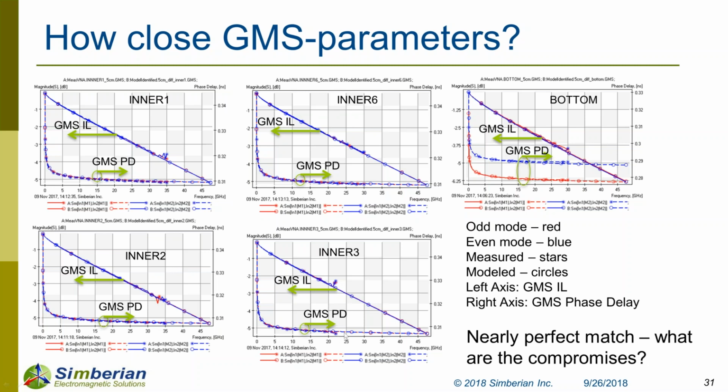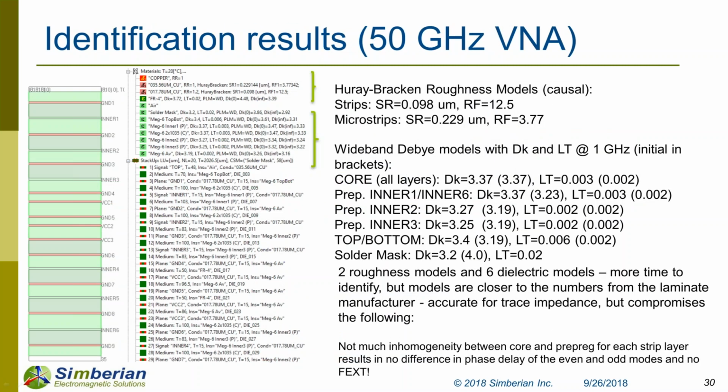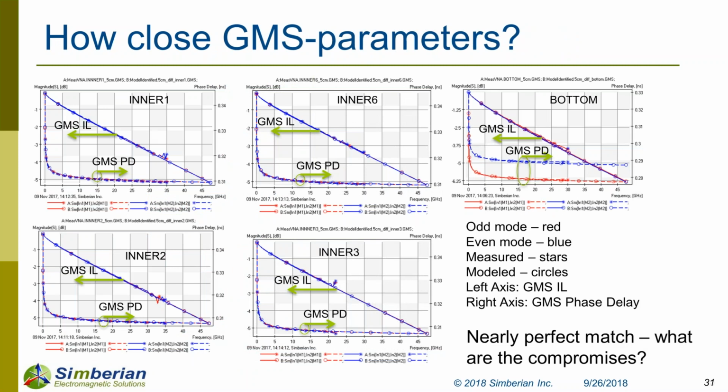The resonance is around between 20 and 25 gigahertz, but we were still able to extract GMS parameters with this data up to 25 gigahertz, and the values of the models from inner 2 and inner 3 are, you can see, very close. So even with a limited bandwidth, you can expect the model to behave properly at higher frequencies. This is unlike any table-based or multiple Debye models. This is a property of the wideband Debye model, and Huray-Bracken, obviously, for conductor surface roughness.